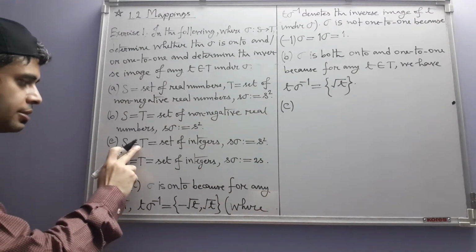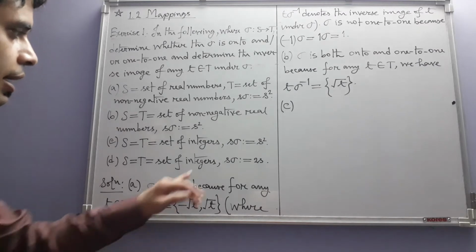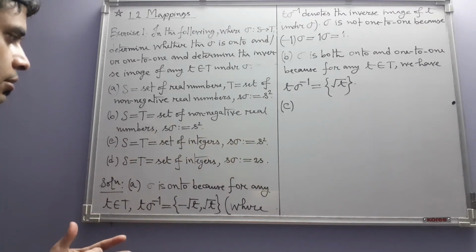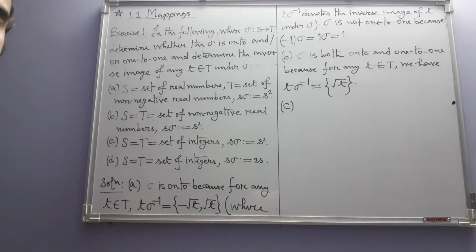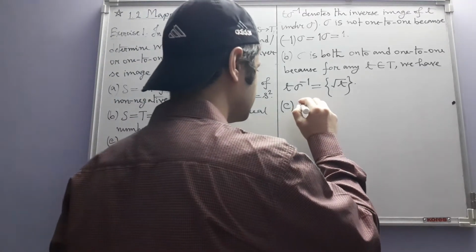Now both S and T are the set of integers, and we have this. Now in this case our function will be neither one-to-one nor onto. Why?